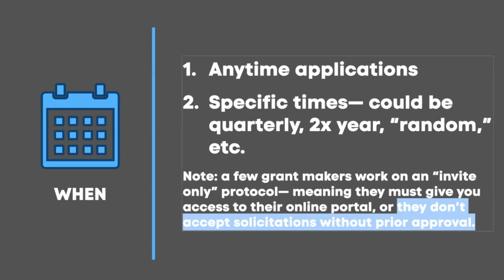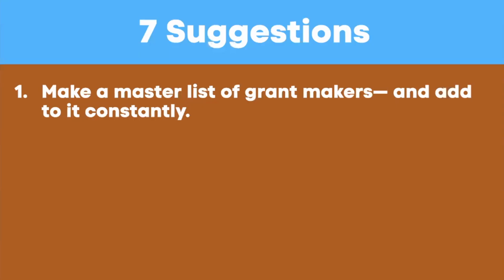In fact, that leads me into 7 suggestions that I'll give you about all of this. This is where it's going to get really super practical. 7 suggestions for you. The first suggestion is this: I encourage you to make a list of the grant makers and add to it constantly. Now, we alluded to that in module number 1. In this module, I'm going to show you really what some of that should look like.